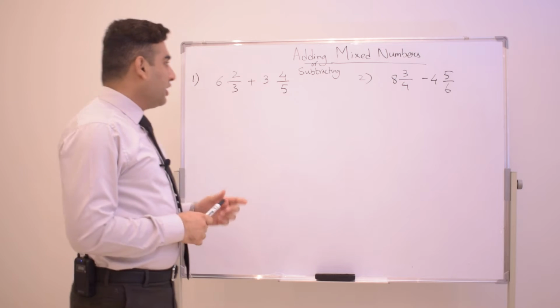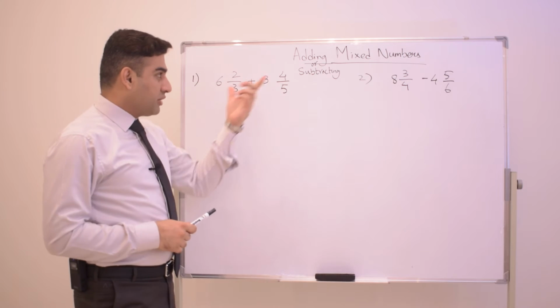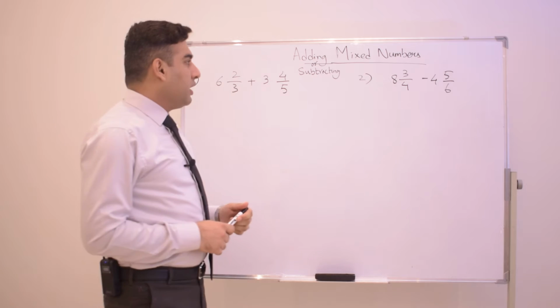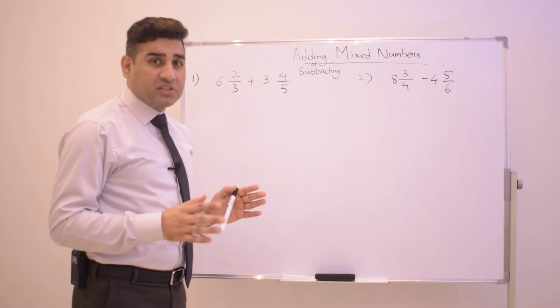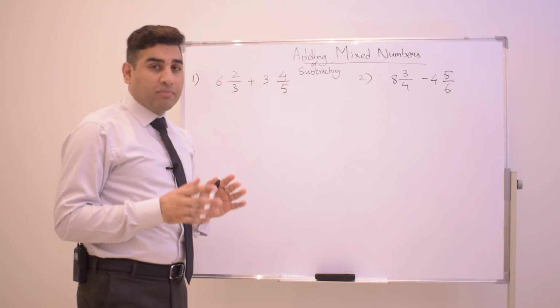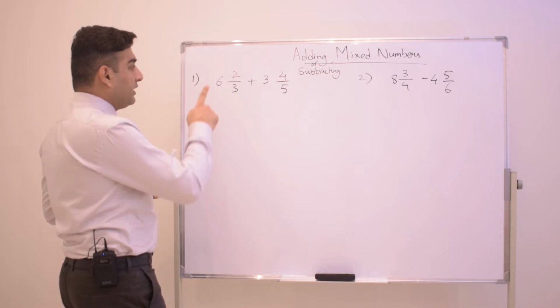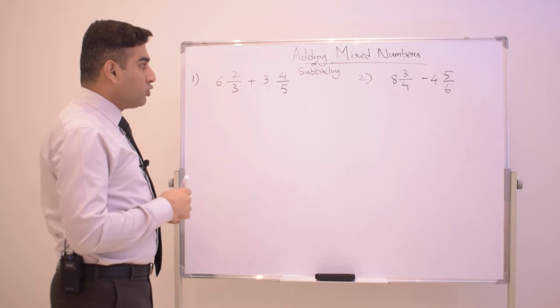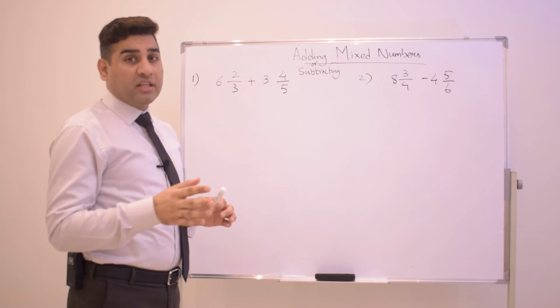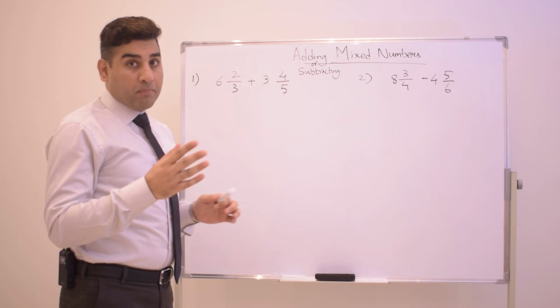So guys, for this topic I chose two easy questions as examples. Just focus on the method, and you can apply this method in any case while adding or subtracting mixed numbers. So I have 6 2/3 plus 3 4/5. I have to add these two mixed numbers without converting them into improper fractions.